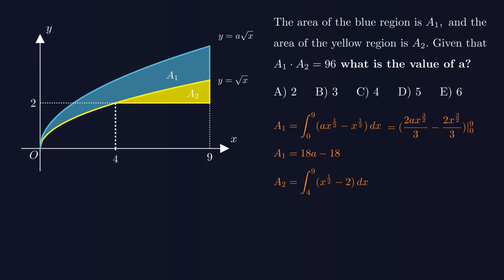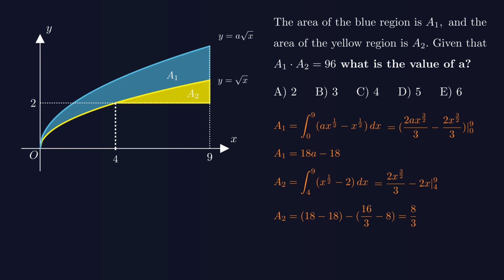A2 equals the integral from 4 to 9 of x^(1/2) minus 2. Let's integrate that. 2x^(3/2) divided by 3 minus 2x. When you plug in the upper limit 9, you get 18 minus 18, which is 0. When you plug in the lower limit 4, you get 16 over 3 minus 8. So A2 comes out to 8 over 3.